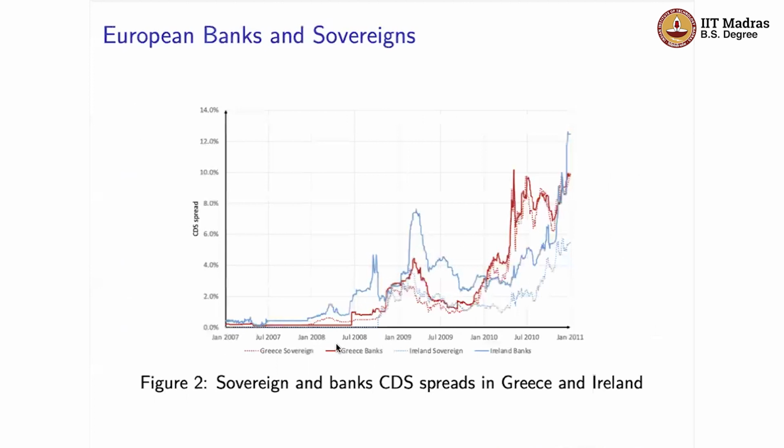In the Irish case, the situation was somewhat different, right? So you can see here that the problem actually started from the Irish banks' perspective, right? So the interest rate on the Irish banks went up, and as a result you can see that there was quite a bit of difference. And it was only around late 2008, early 2009, that the Irish interest rate on the government bond also starts going up, right?